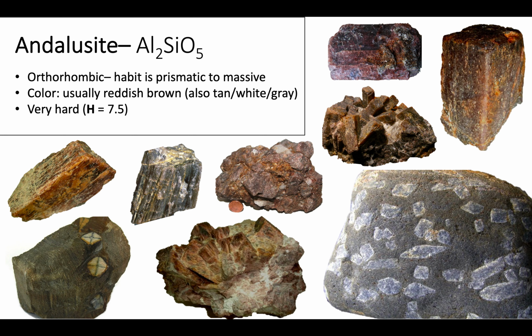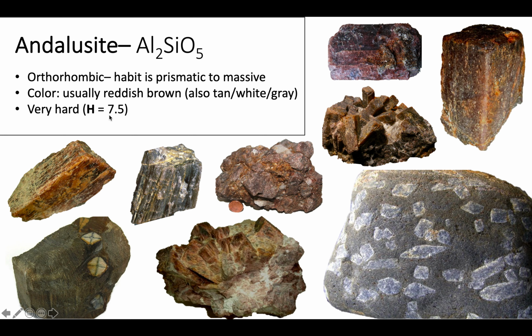So going through each one of those, andalusite is orthorhombic in its symmetry. It's going to tend to be prismatic to massive, and it's going to usually have this reddish brown color to it, though it can also tend to a tan or white or gray color, as we can see in the bottom left and bottom right here. In the case of the bottom left, there's actually graphite that's come in as this crystal was forming. That's what makes these really interesting cross shapes.